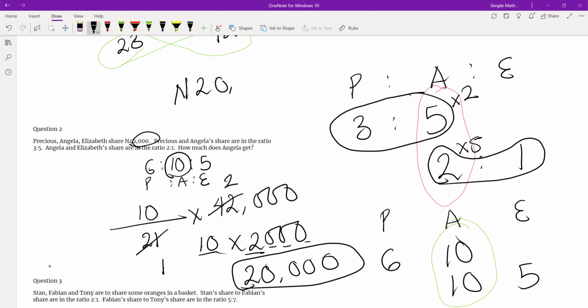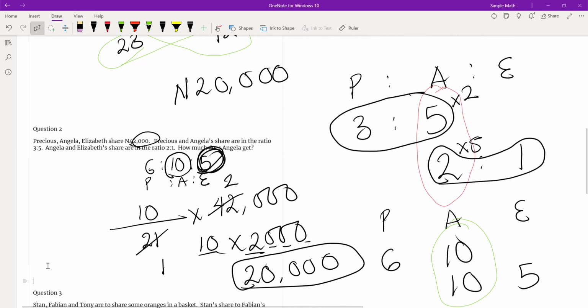Okay, so out of this 42,000, Angela is getting 20,000. That's almost half of the money. All right, so Angela gets the largest share. And then who gets the smallest share? Obviously, Elizabeth. Just in case, let's also calculate Elizabeth's share.